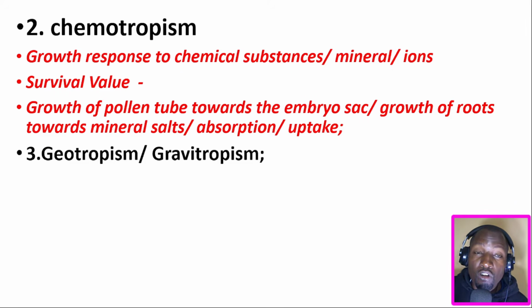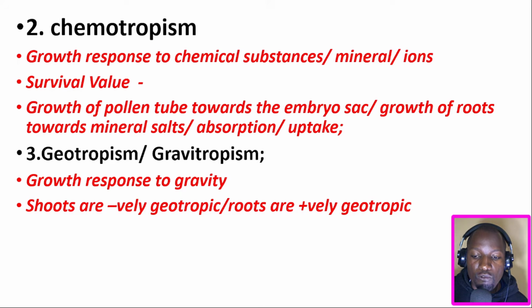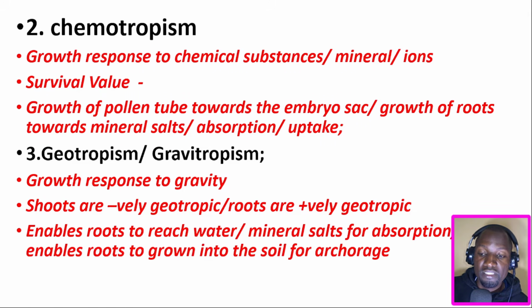Number 3 is what we call geotropism or gravitropism. This one is a growth response to gravity. This is whereby the shoots are negatively geotropic, while the roots are positively geotropic. The survival value of this is that it enables the roots to reach water and mineral salts for absorption, and also enables the roots to grow into the soil and offers the plant what we call anchorage or support.